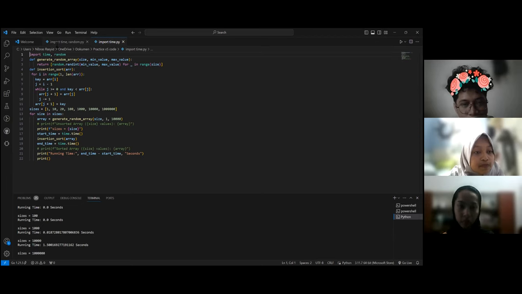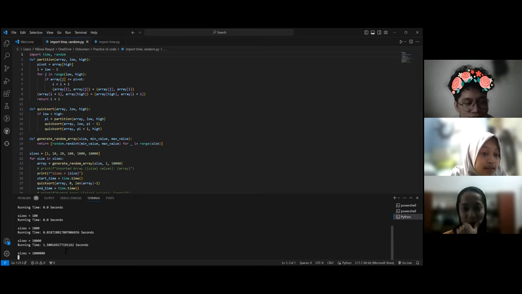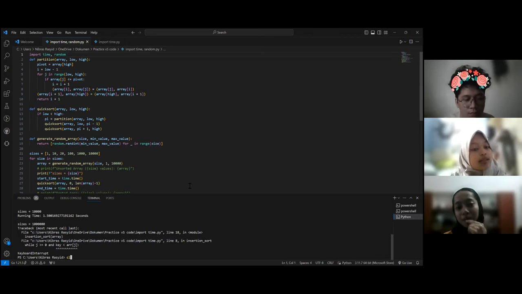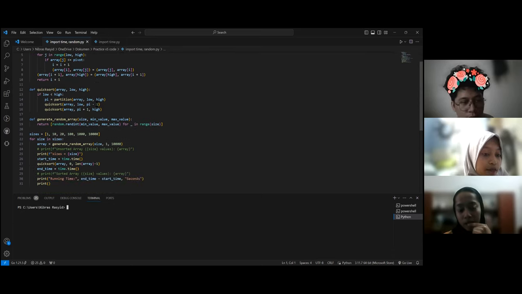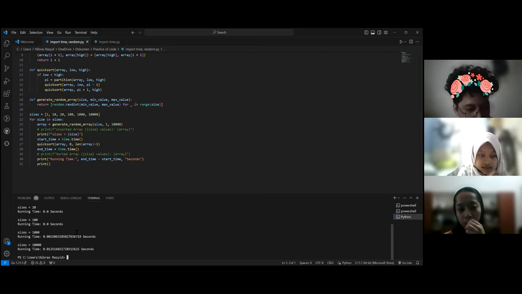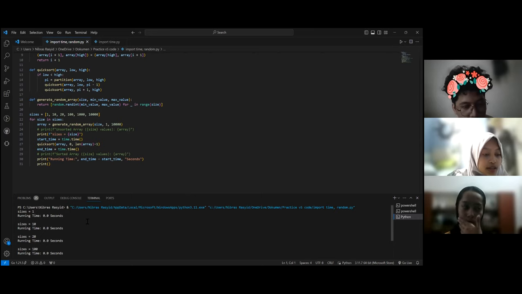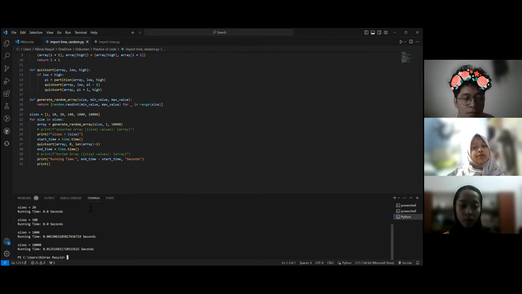And as for the quicksort, here we're just changing the function call for the running time calculation. So we call the quicksort function here, with input sizes 1 until 10,000, like in the insertion sort, and we have the result from the code. For input sizes from 1 until 100, we have 0.0 seconds. For the input size of 1000, we have 0.0015 and so on. And for the input size of 10,000, we have 0.01251 and so on. So, yes, we can get back to the poster.